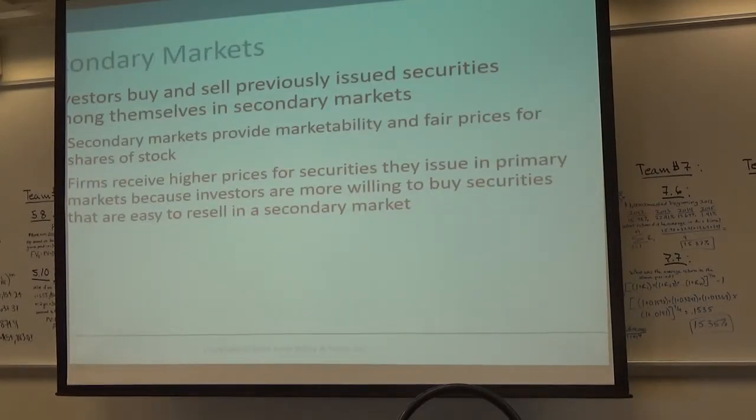A secondary market is when investors buy and sell previously issued securities among themselves. Secondary markets provide marketability and fair prices for shares of stock, and firms receive higher prices for securities they issue in a primary market because investors are more willing to buy securities that are easy to resell in a secondary market.